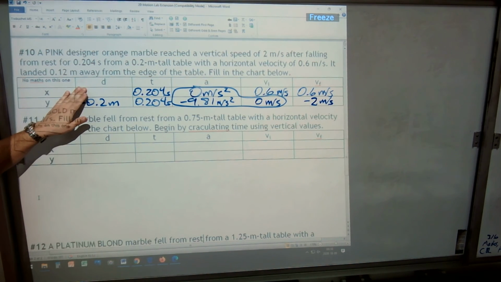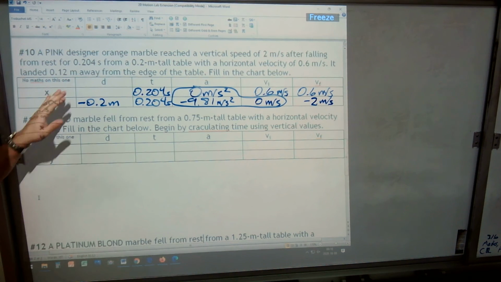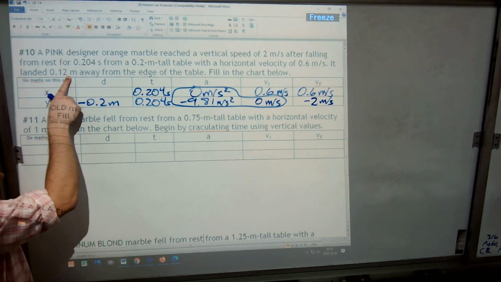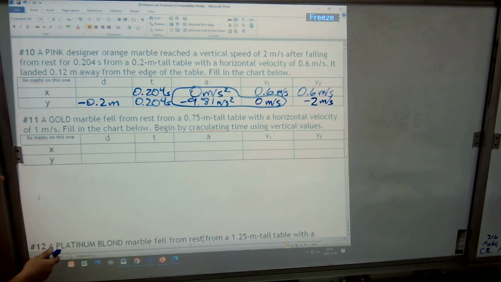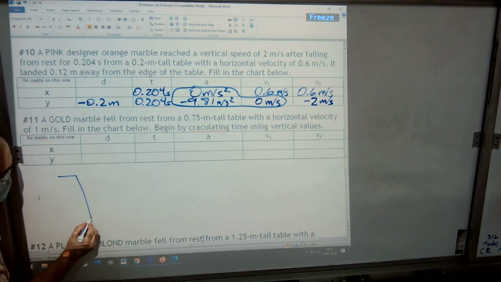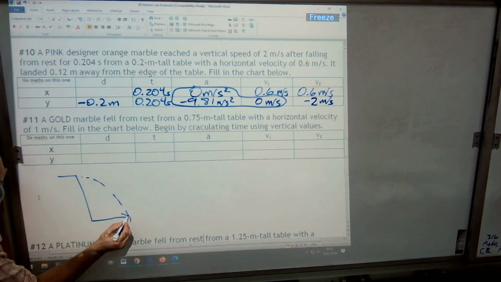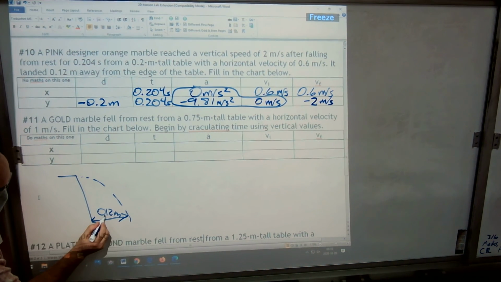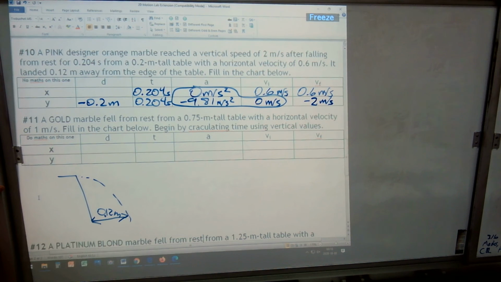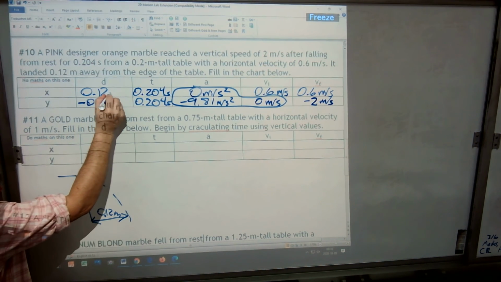But it gives us one more thing. Check this out. It landed 0.12 meters away from the edge of the table. So that is like y'all did in your lab. If I can draw a picture down here. If here's your table and your marble does this, that distance is right here, that 0.12 meters. So there you go, 0.12 meters.